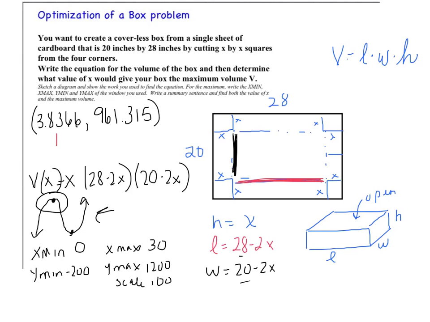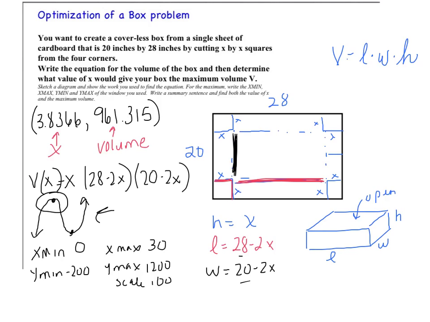Well, this first number is x. That is the height, which is the size I need to cut my squares. You'd probably be working in inches, so 3.83 inches, not quite 4. That would give me a max volume, and that's what this is: a maximum volume of 961.315. And that would be inches cubed.